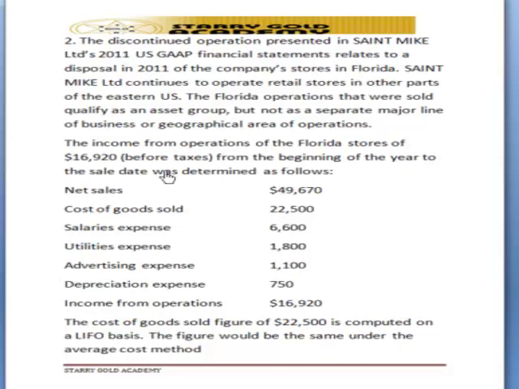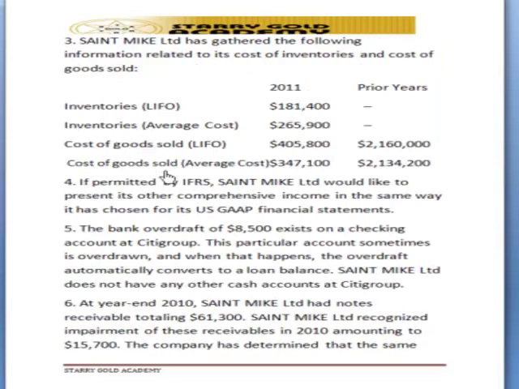The available approach is what? The available method of inventory is what? Is FIFO and weighted average. So that means we have to alter that statement. We have to change it. So the figure would be the same under the average cost method.